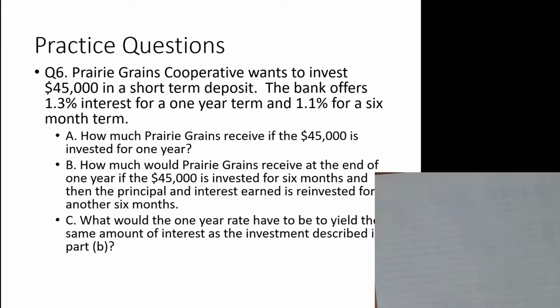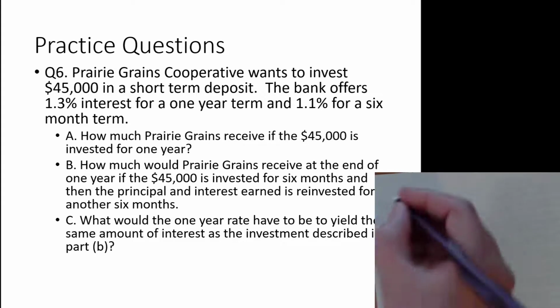This is a question from the text. This is question 6 in chapter 7. Prairie Greens Cooperative wants to invest $45,000, that tells us what the principal is, in a short-term deposit. The bank offers 1.3% interest for a 1-year term and 1.1% for a 6-month term. Question A asks us, how much will Prairie Greens receive if the $45,000 is invested for the 1 year?